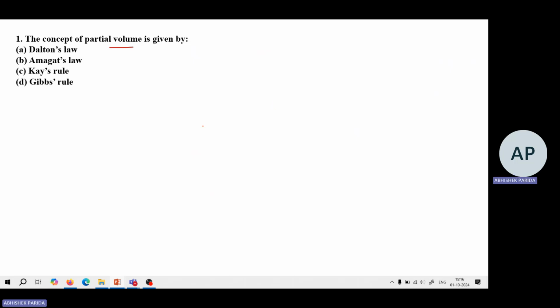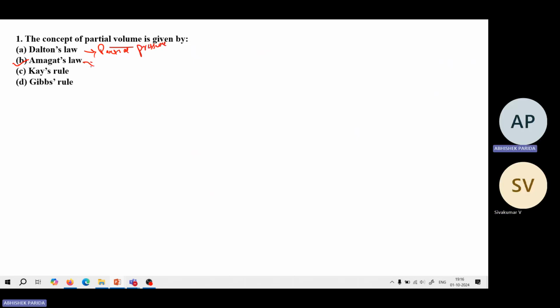So the correct answer is Amagat's law, because Dalton's law is for the partial pressure, and Amagat's law is for the partial volume.